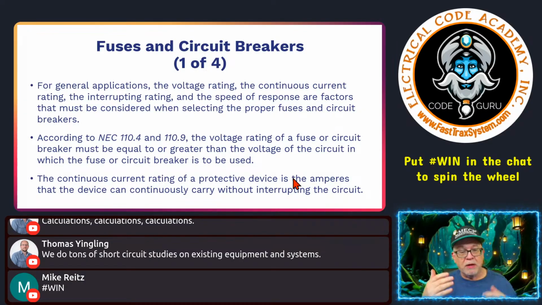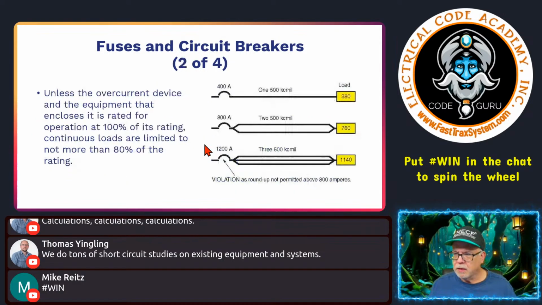So what's the reciprocal? Take the breaker's rating and multiply that by 80%. And that's the maximum continuous load that you can have on that device. Okay? That makes sense? So hopefully you understand the reciprocals and how that all works. All right, here you go.